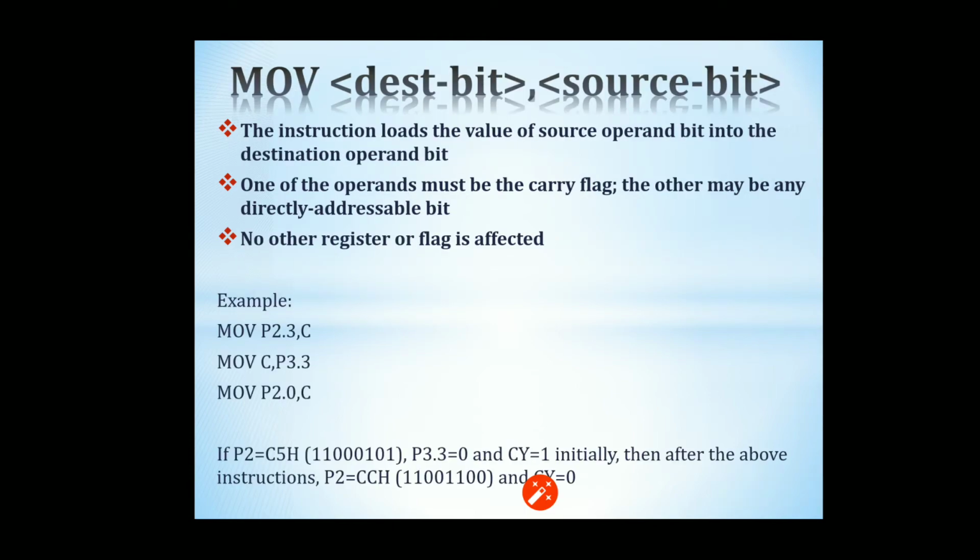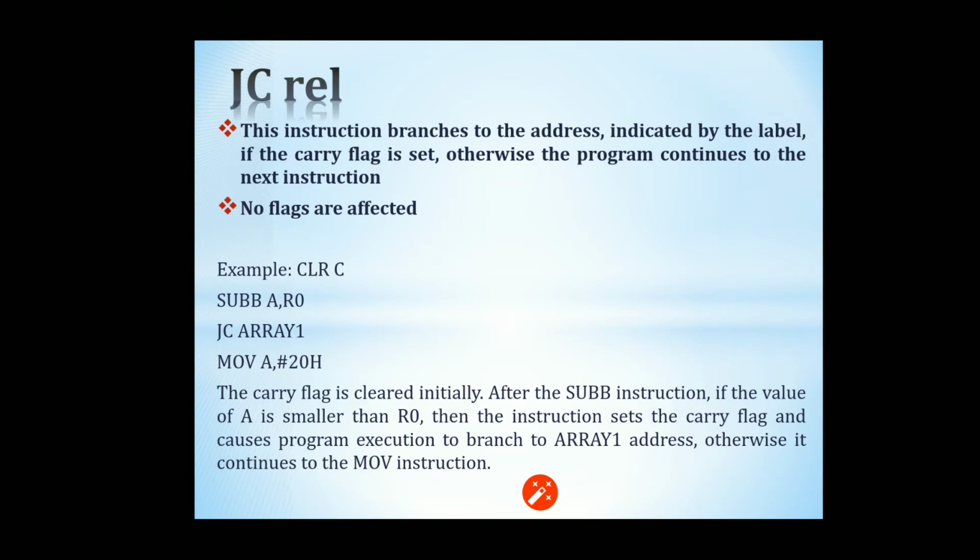MOV destination bit, source bit. The instruction loads the value of the source operand bit into the destination operand bit. One of the operands must be the carry flag, the other may be a directly addressed bit. No other register or flag is affected in this instruction. For example, MOV P2.3, C, MOV C, P3.3. These are some examples of MOV destination bit, source bit.